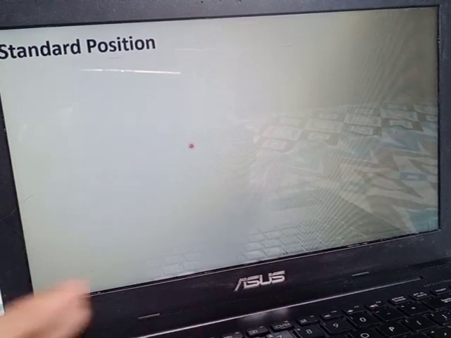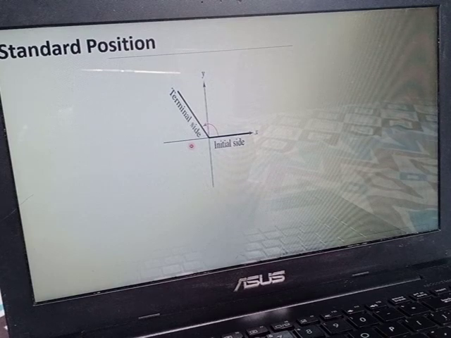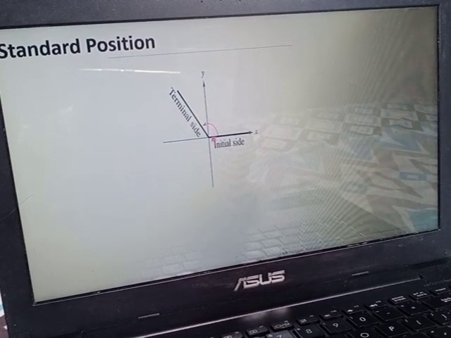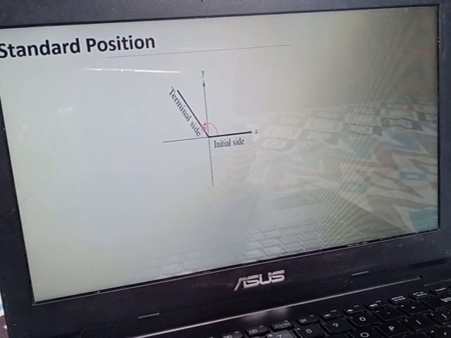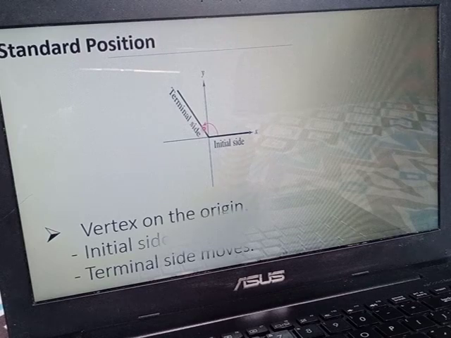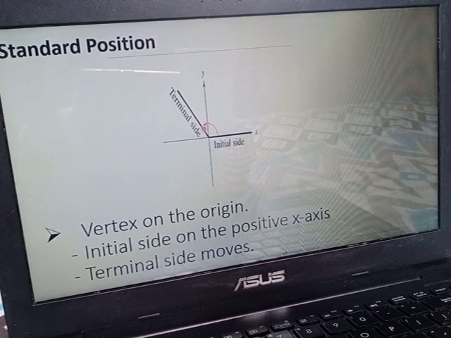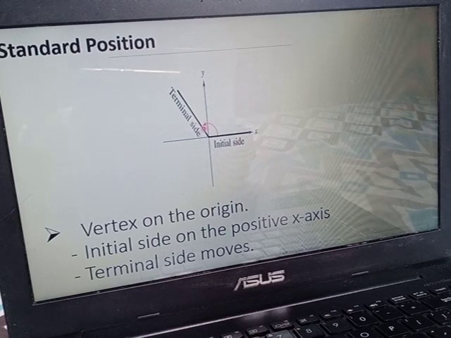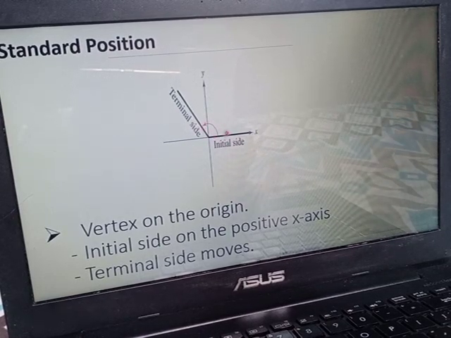So we have standard position. If this is our angle, this is our initial side and this is our terminal side. What do we mean when we say standard position? We have three definitions for this. First, we have the vertex on the origin. What do we mean when we say origin? It is exactly 0.